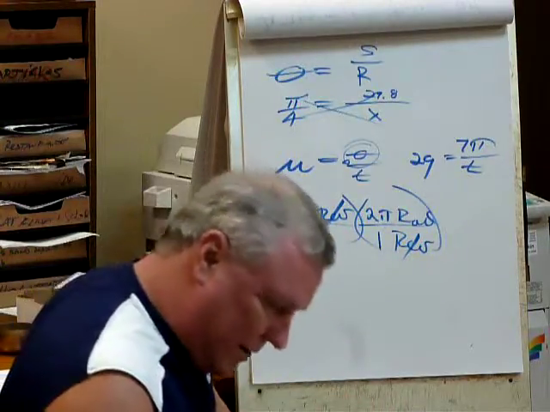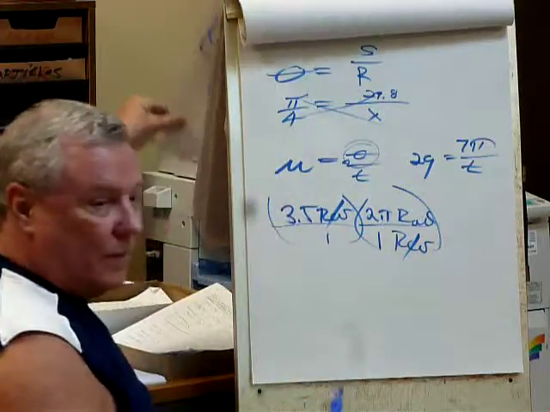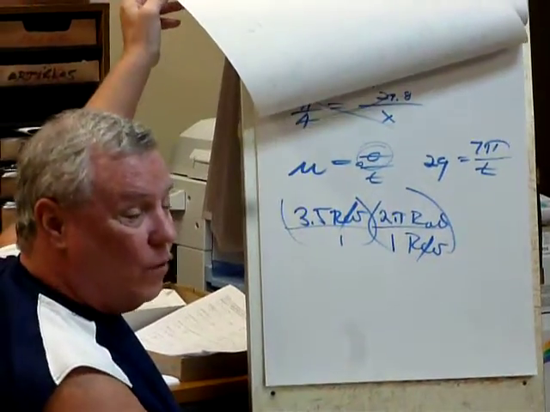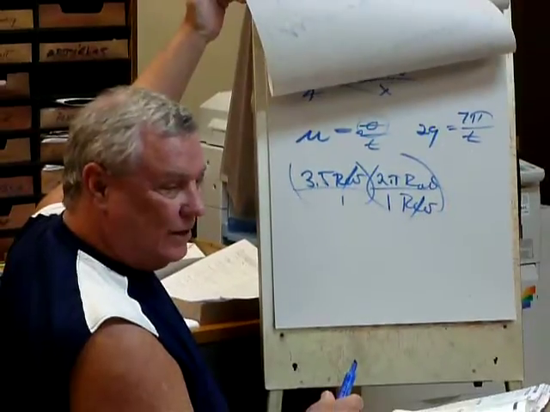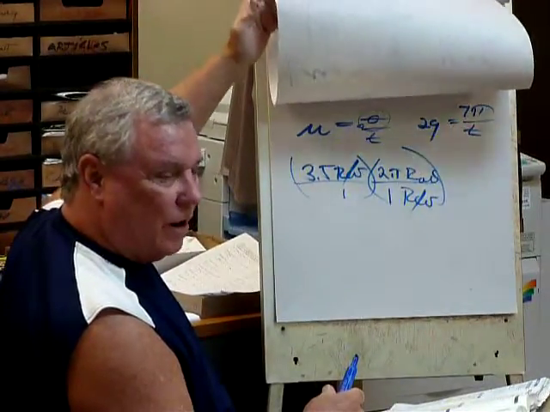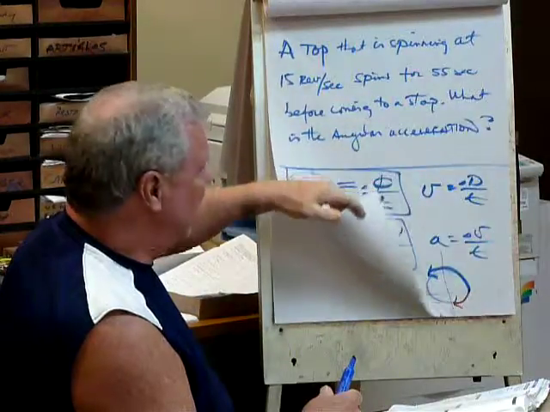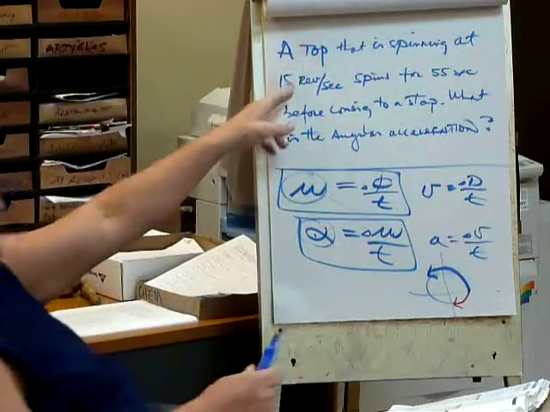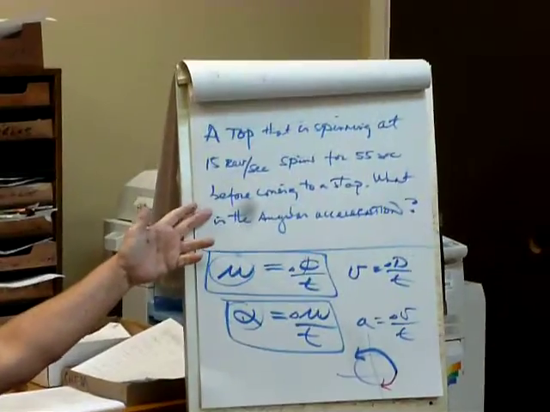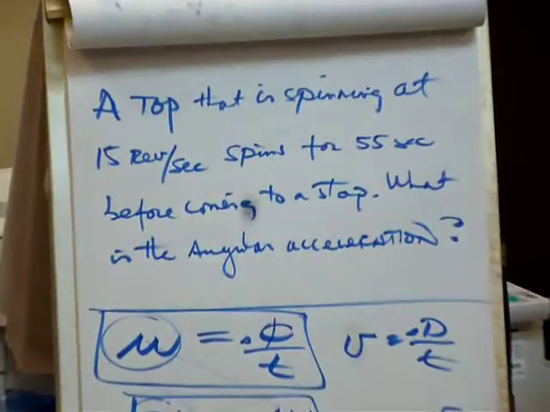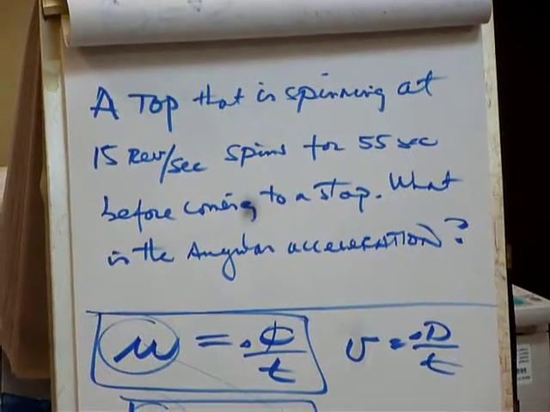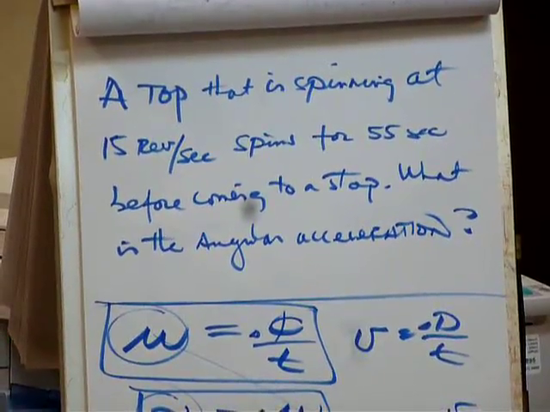I must be distracted. Okay, now, we just did angular velocity. As per usual, we just did angular velocity. As expected. Now we're ready for angular acceleration. So here we go. Take a look at it. Top is spinning at 15 rads per second. And it spins for 55 seconds.